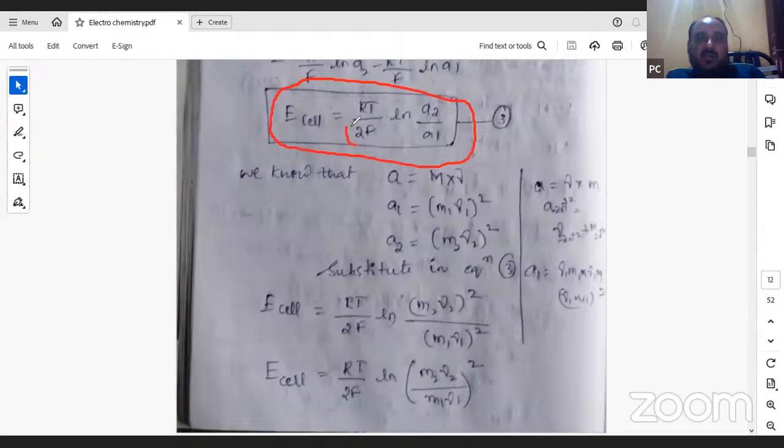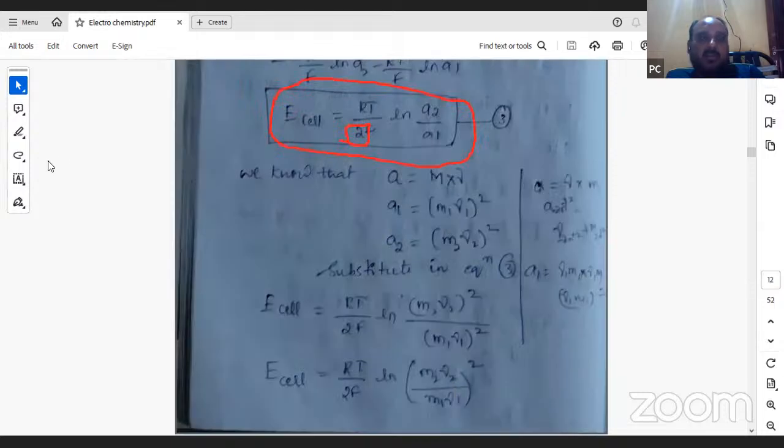Why are we getting 2F here? For one cell, one electron is given with one activity, and for the other activity one more electron is involved. That's why we get RT by 2F, with 2 electrons. From the electrolyte with activity A1 there is 1 electron, and from activity A2 there is another electron. So that's why RT by 2F here.